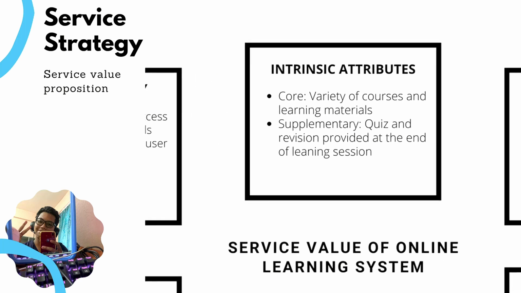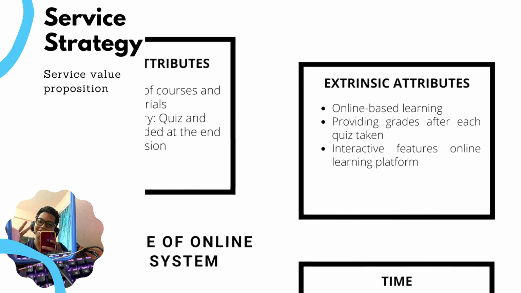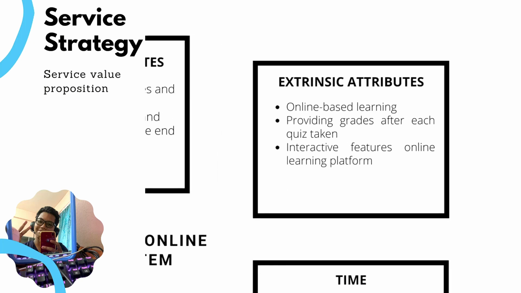Moving on to the next part, which is intrinsic attributes. Our core is a variety of courses and learning materials. We also provide a supplementary quiz and revision at the end of each learning session. Next one is extrinsic attributes, where we are an online-based learning system. We provide grades after each quiz taken, and we also have interactive features on the online learning platform.